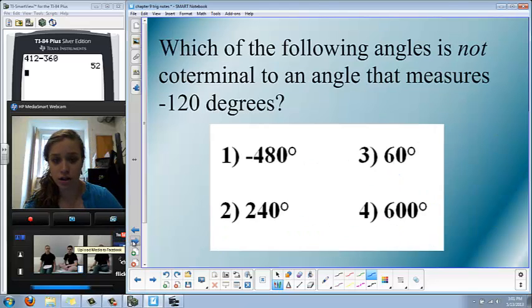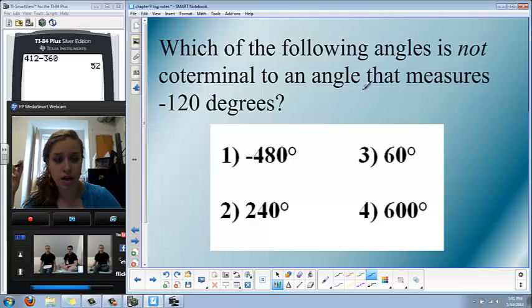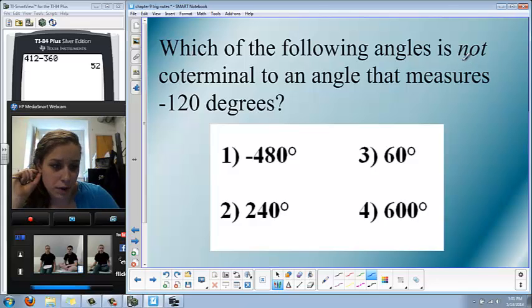Okay? Which of the following angles is not coterminal to an angle that measures negative 120 degrees? Oops, sorry. Which is not coterminal. This kind of goes back to the idea that coterminal means that we can name it a bunch of different ways. So we're looking at negative 120 degrees.